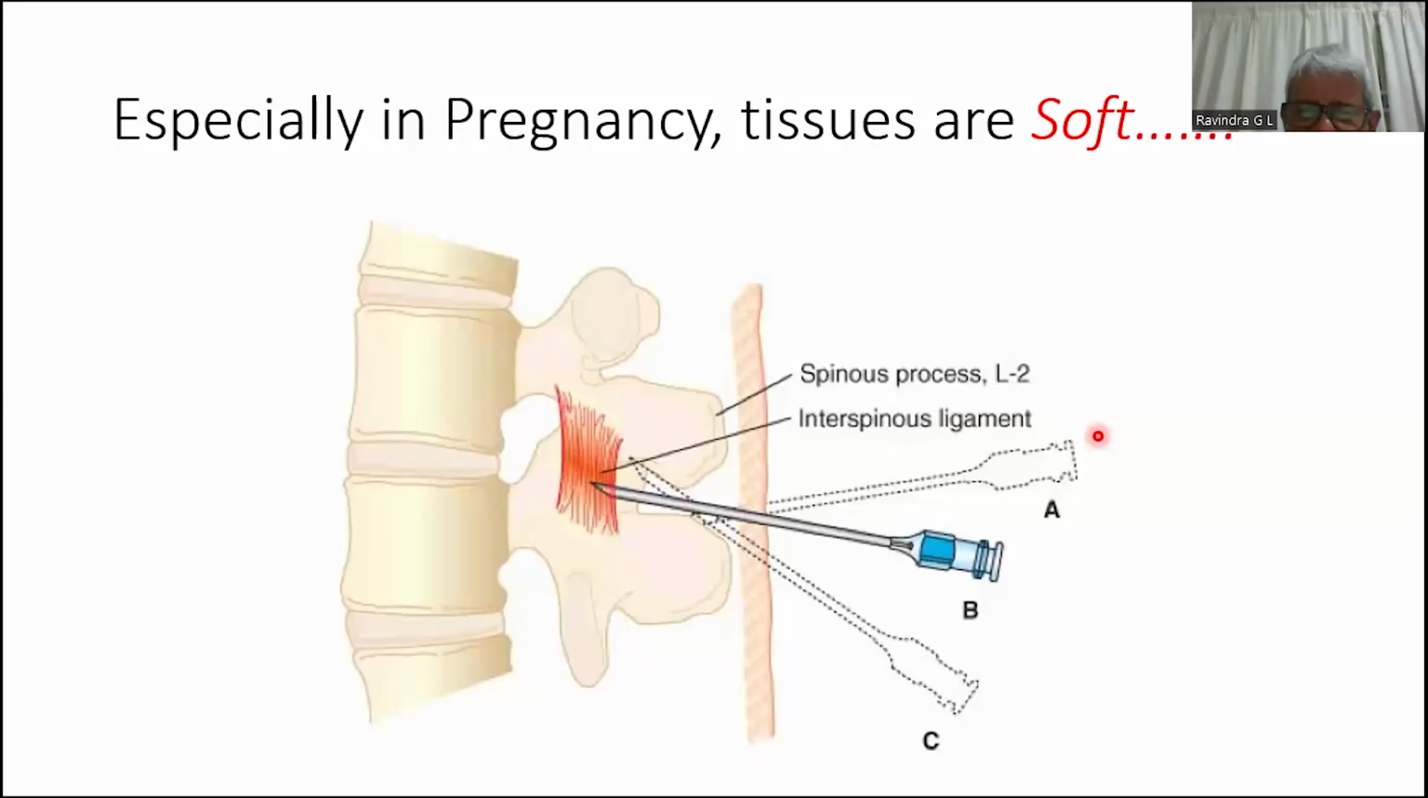So you should be very, very good at eliciting the loss of resistance. Otherwise, false loss of resistance will lead on to the false catheter placement elsewhere, somewhere not actually there. And that may be one of the reasons why your epidural might fail.